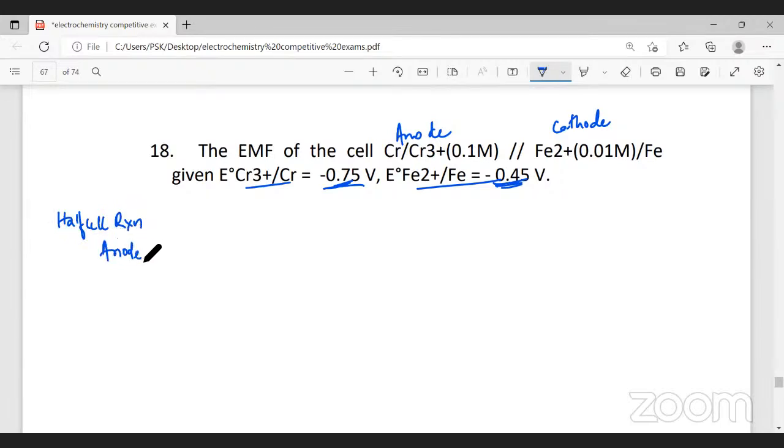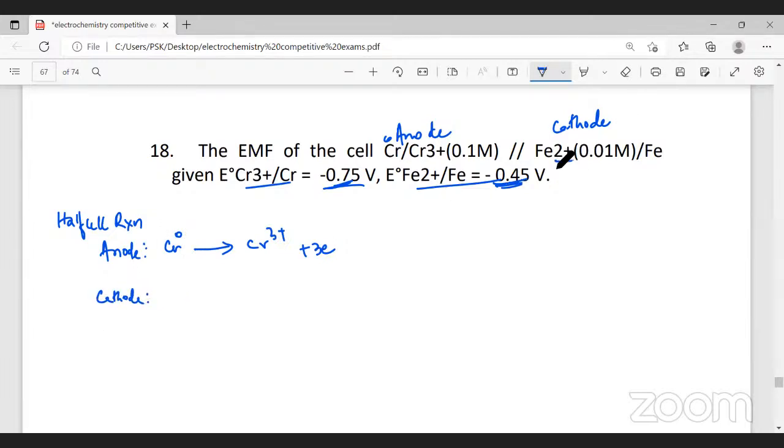At the anode, what's the half cell reaction? Chromium loses 3 electrons to get chromium 3 plus. Can you observe that the charge on chromium here is 0, and here it is plus 3? That means chromium goes from 0 to plus 3, so it loses how many electrons? 3 electrons.